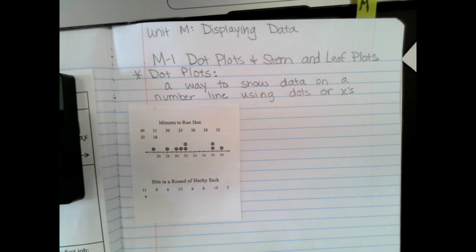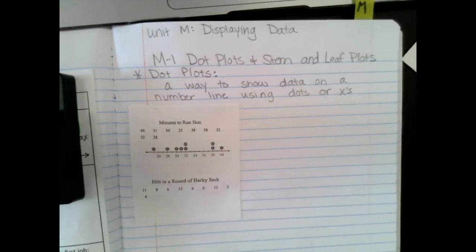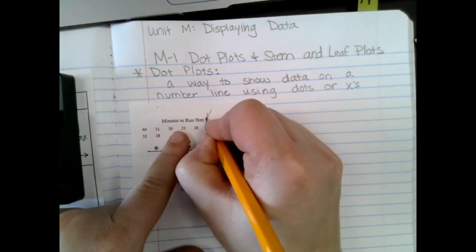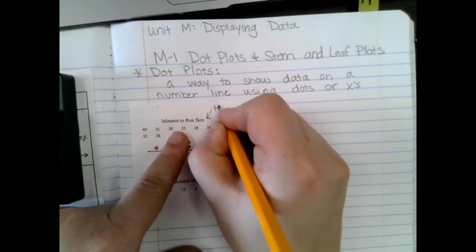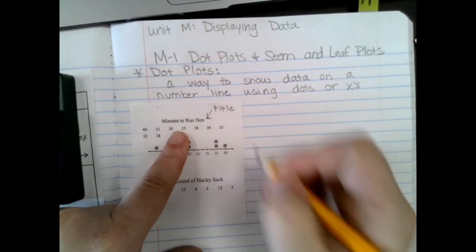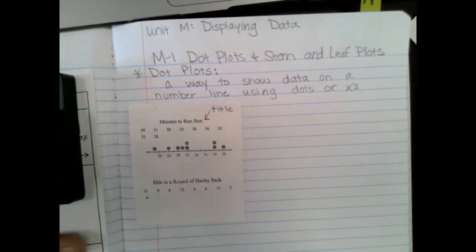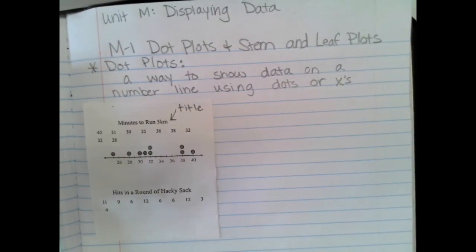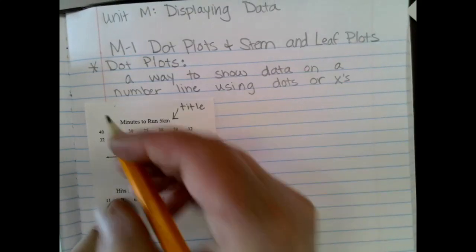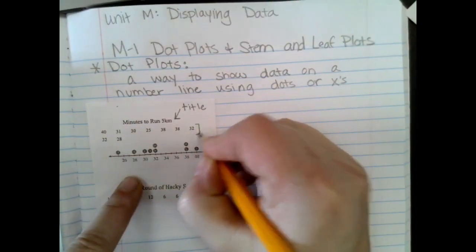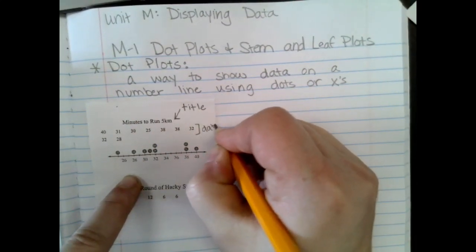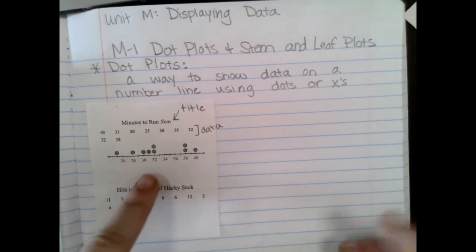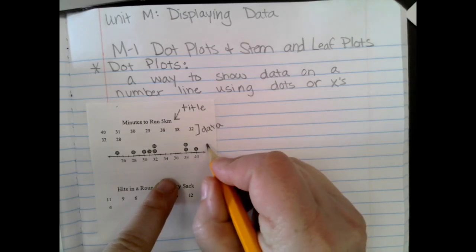All right, as we look at this, this is a dot plot. First off, this first part, minutes to run 5 kilometers, that's called the title. That's a really important part of all of our work as we work on our displaying, because we always need to know what our numbers are about. So that's our title, and these numbers are what we would call the data. And then here we actually have our dot plot.